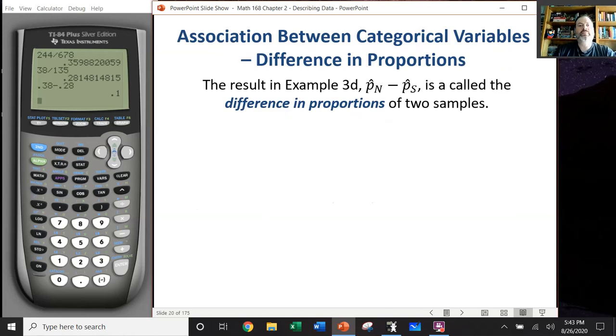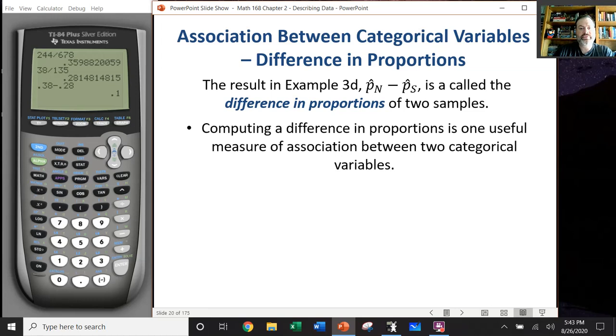All right, so this is how we measure association, by this thing called a difference in proportions. So the result we came up with is called a difference in proportions of the two samples. It's a special number that we use a whole bunch in this class, and it is a useful measure of association between two categorical variables.